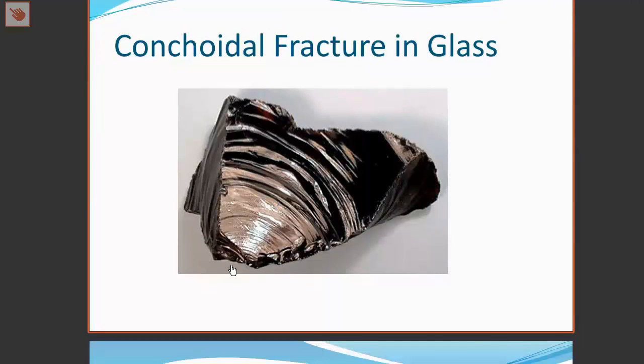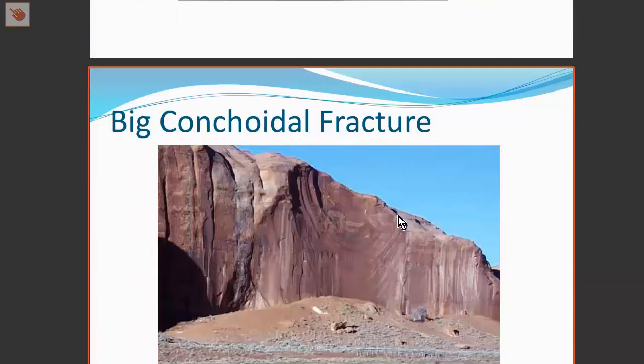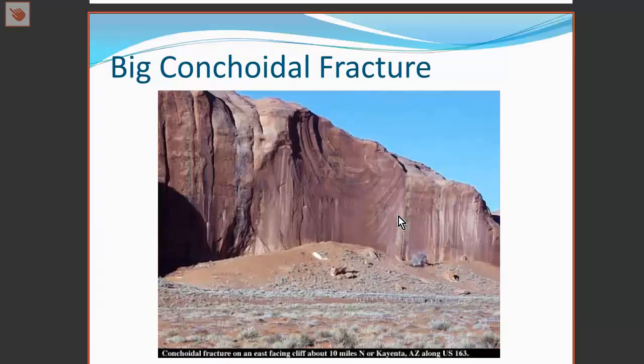Glasses, or amorphous materials, have a very characteristic crack shape, and it's called conchoidal, because these are reminiscent of the lines on a conch shell. This is an example of a very large conchoidal fracture.